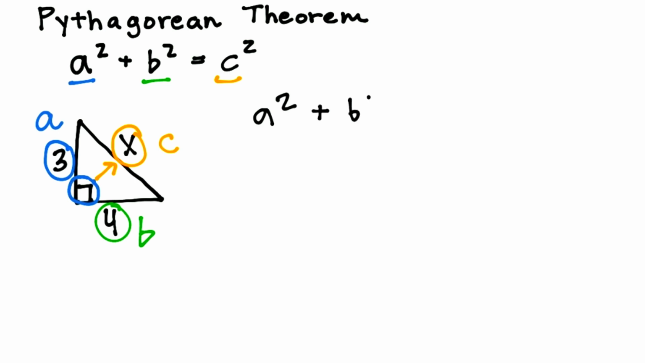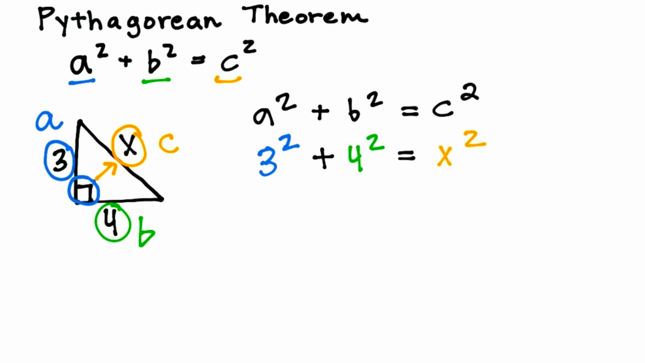And so now to solve for the missing side, we can just plug into our equation. So we know that A squared would be 3 squared because 3 is our A. And then B is 4 squared, and then that is going to be equal to C squared. And C here is just X. And then we just need to solve. So 3 squared is 9, plus 4 squared, which is 16, is equal to X squared.